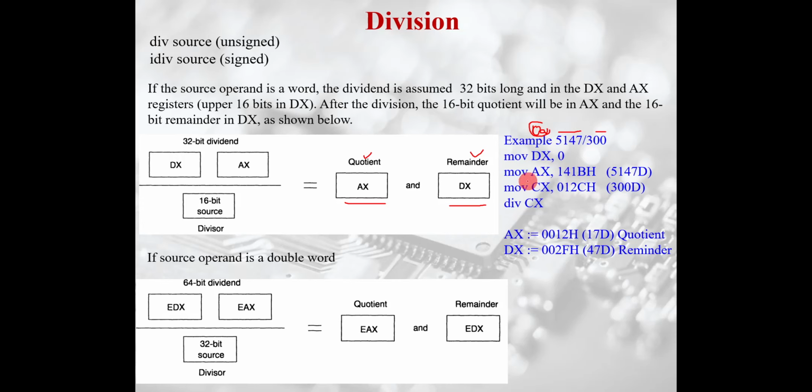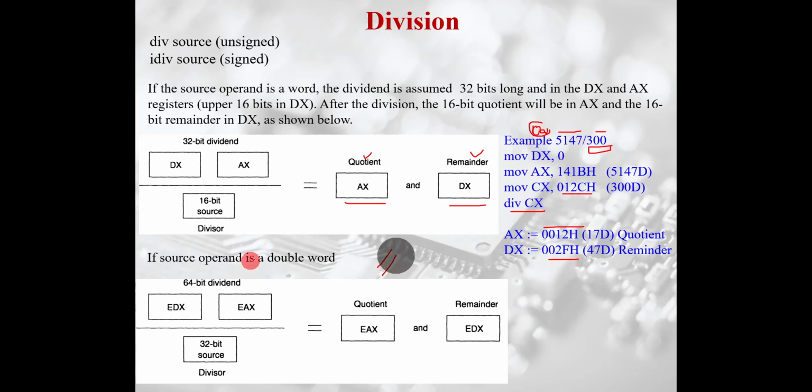I am moving it to AX, and this 300 is now a 16-bit data, so I am putting it into the CX register, and then I just write div CX. Okay, now the quotient will come in AX, and the remainder will go into DX.